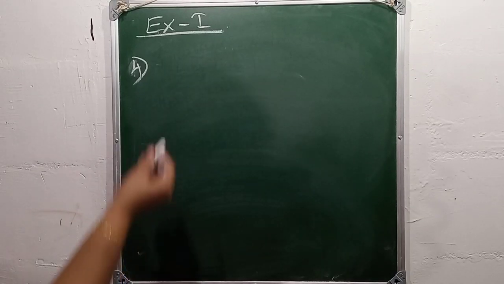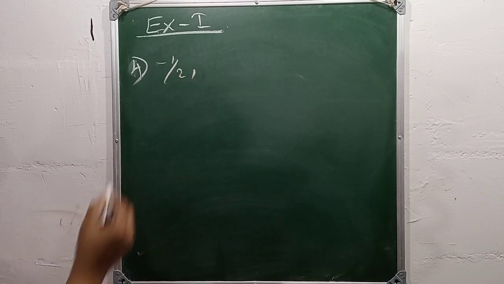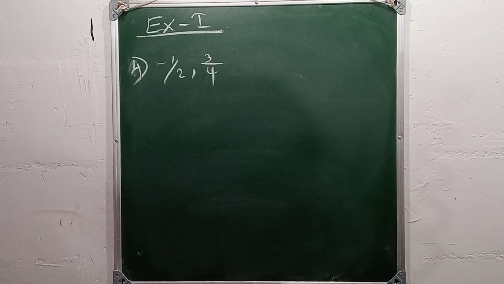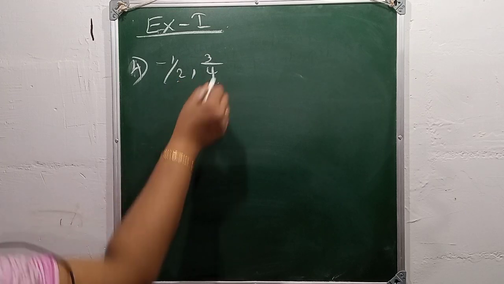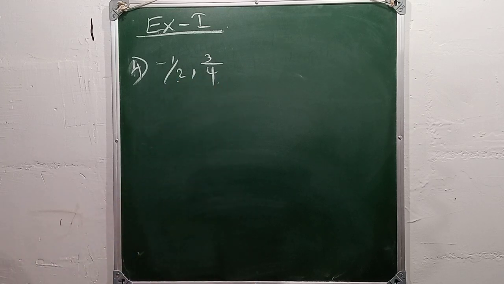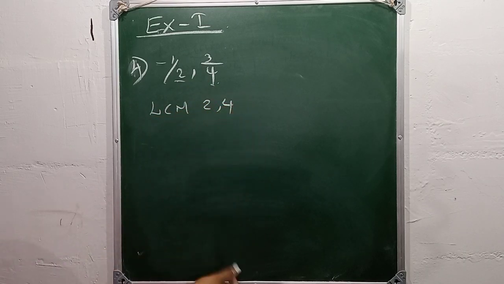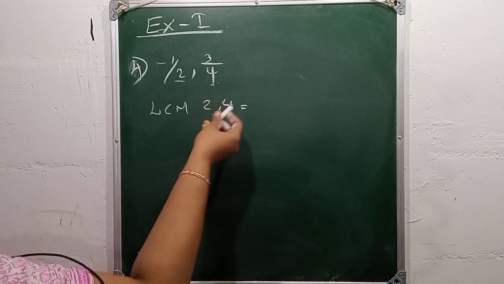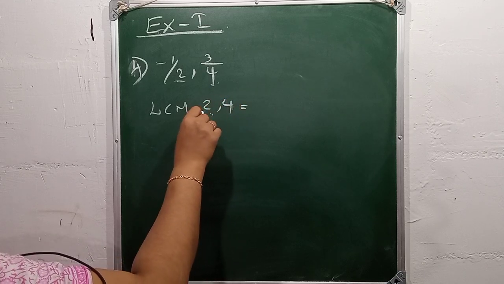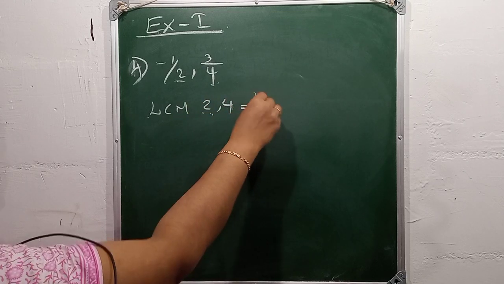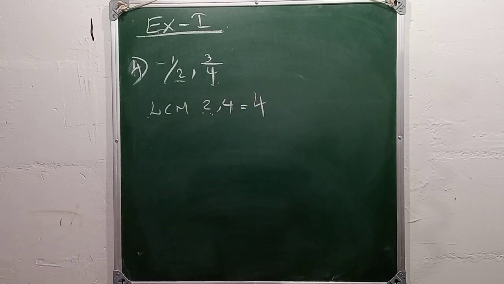Next is negative 1 by 2 comma 3 by 4. From these two numbers, which one is larger? We know that a positive number is always larger, so 3 by 4 is larger. But here also the denominators are not the same. So first find the LCM of 2 and 4. 4 is a multiple of 2, therefore the lowest common multiple of 2 and 4 is 4. That is, LCM is equal to 4.